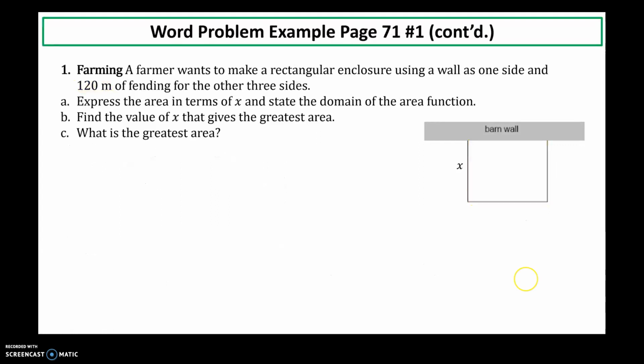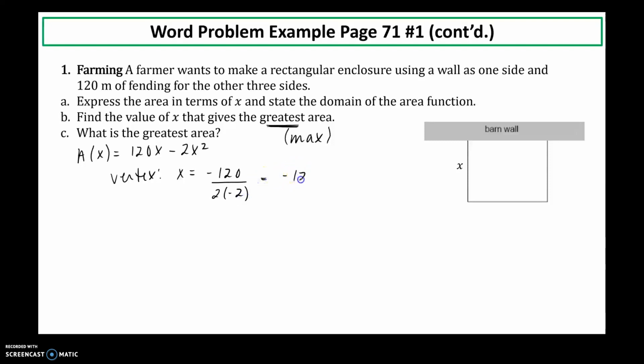Okay, so let me come over here. Find the value of x that gives the greatest area. So from part A, we said the area was equal to 120x minus 2x squared. So greatest, this is really saying find the maximum. Okay, so my vertex, x equals negative b all over 2a. So I get negative 120 divided by negative 4. So 30 meters is going to be the value of x that'll maximize my area.